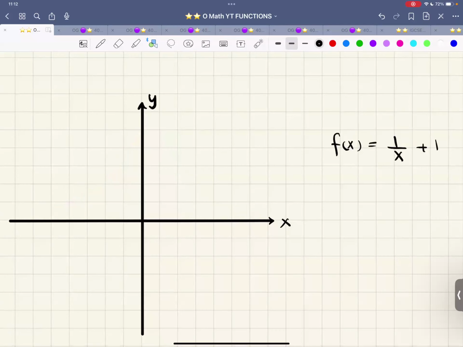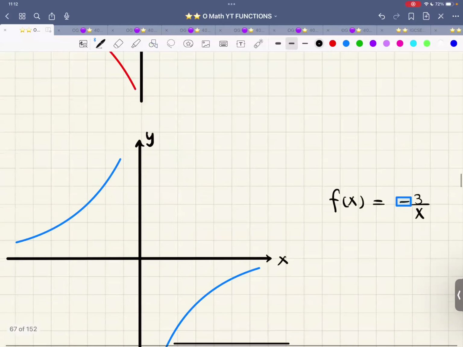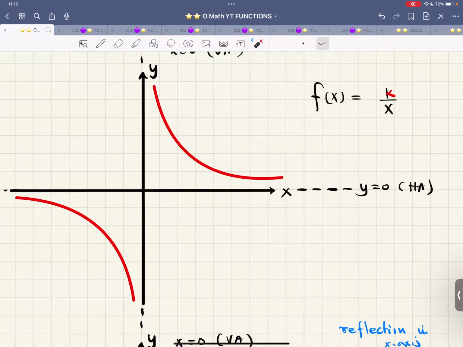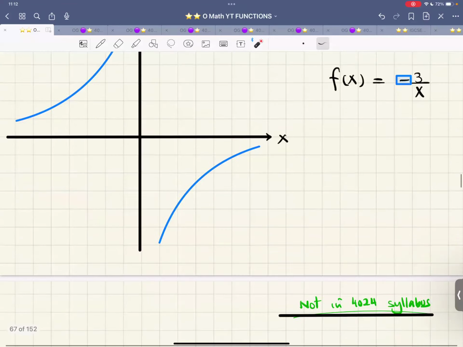Now, f(x) is 1 over x plus 1. Now what happens? Let me have a look at the original one. That is 1 over x or k over x. So now the asymptote will rise up by 1 unit. So y equals 0, the new asymptote will be y equals 1. And from the perspective of the asymptote, we will draw the two curves.